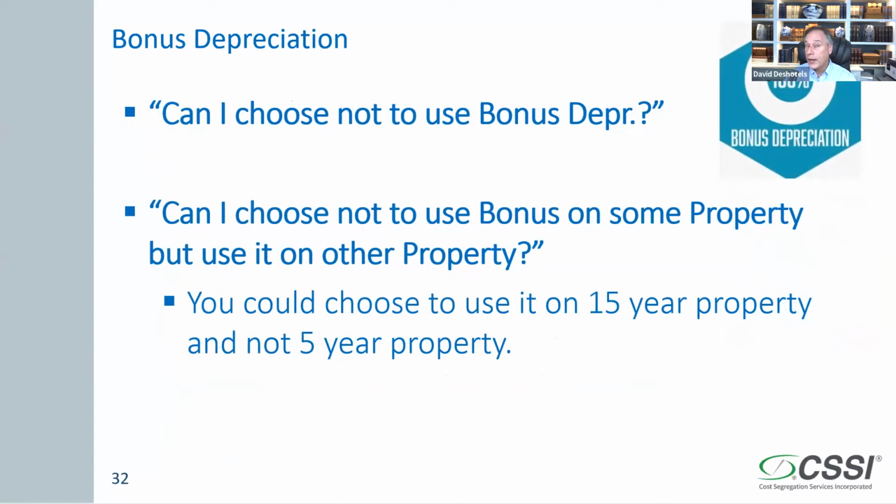Can you choose not to use bonus depreciation? Yes, you don't have to use it. You would have to opt out of it, but it's not necessary that you use it. Or could you use it on some things and not others? What we find is a lot of people will use it on their 15-year property because there's usually less 15-year property, and it takes longer to get it. So they'll take those up front and then wait and get their 5-year property over the next 5 years.